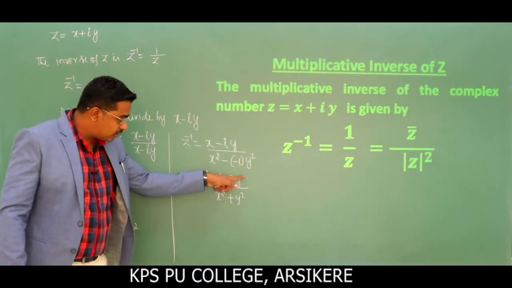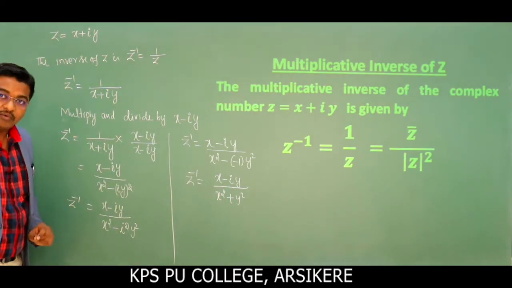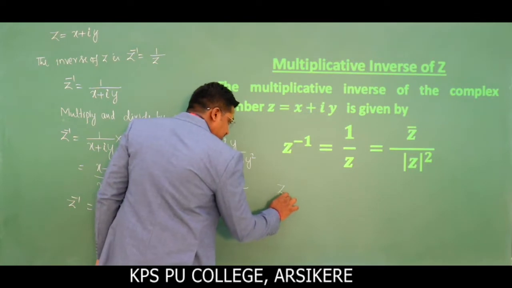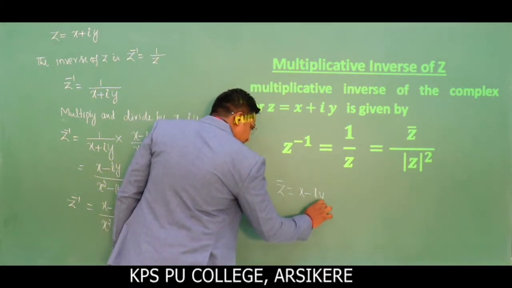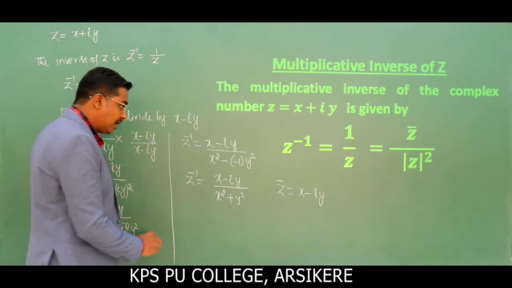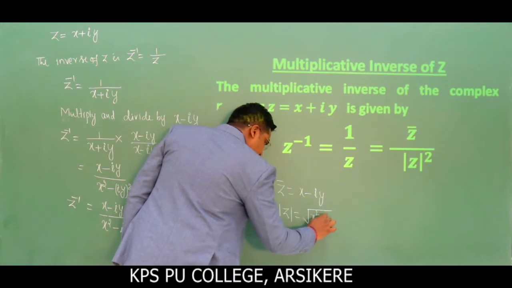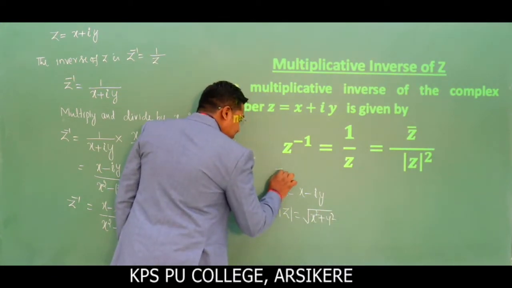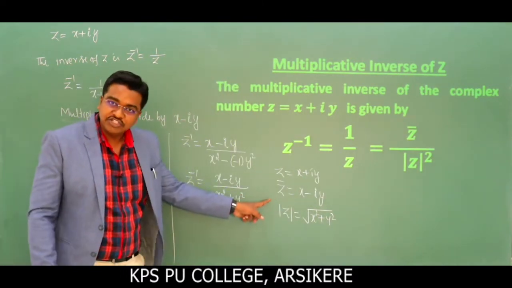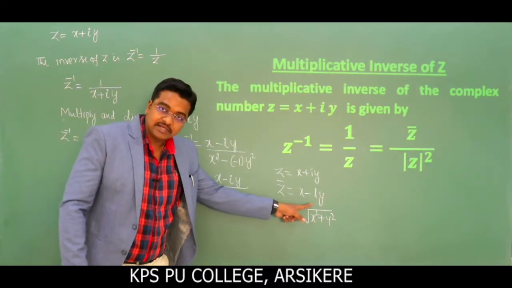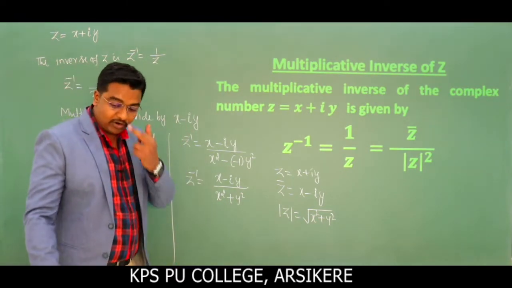So this is nothing but the conjugate. Z is equal to x plus iy. What is z bar here? Z bar is x minus iy, and mod of z is equal to root of x square plus y square. For z equal to x plus iy, z bar is the conjugate, x minus iy, and mod of z is equal to root of x square plus y square, that is the modulus.